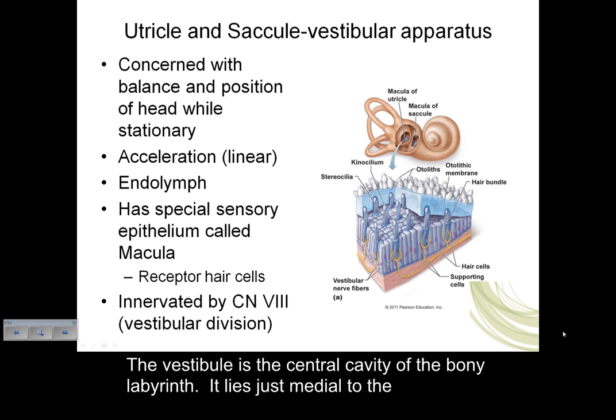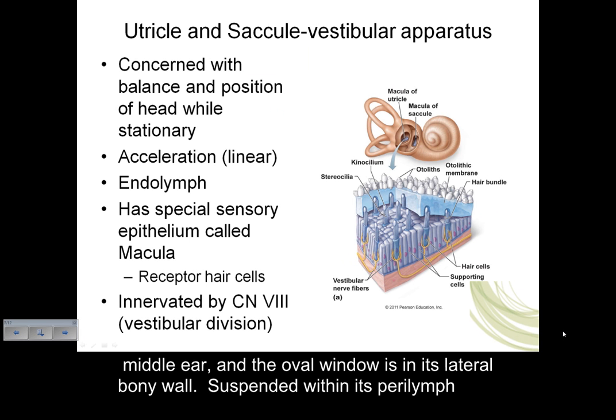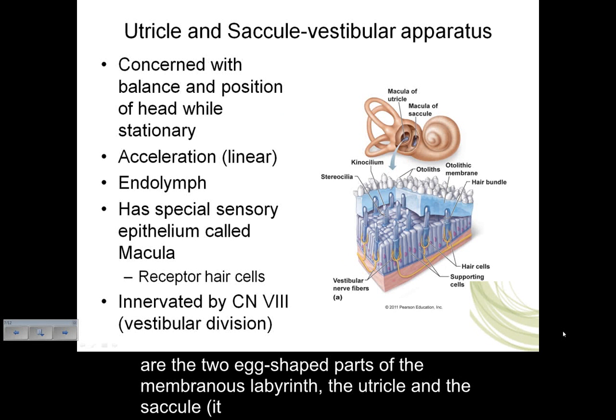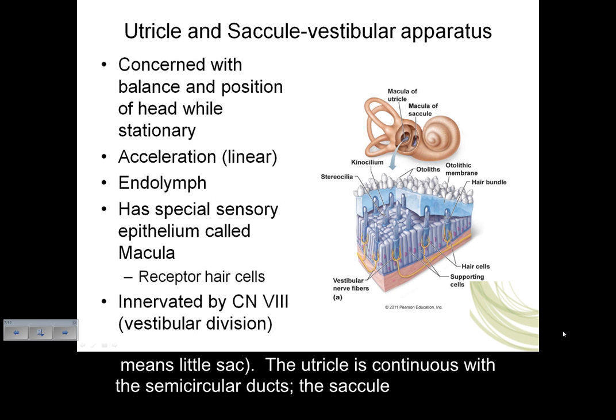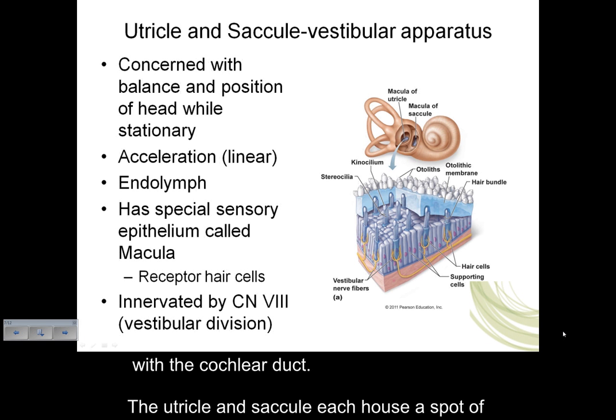The vestibule is the central cavity of the bony labyrinth. It lies just medial to the middle ear, and the oval window is in its lateral bony wall. Suspended within its perilymph are the two egg-shaped parts of the membranous labyrinth, the utricle and the saccule. Saccule means little sac. The utricle is continuous with the semicircular ducts, the saccule with the cochlear duct.